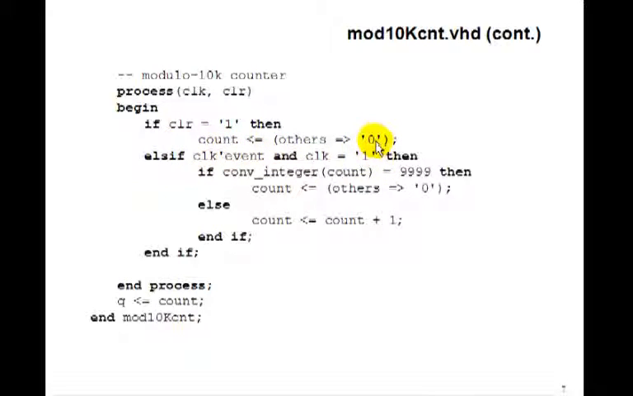Else on the rising edge of the clock, if count, remember, it's a standard logic vector, so I want to compare it to 9999. So for convenience, I'll just convert to integer. If the integer conversion of the standard logic vector count is equal to 9999 decimal, then I want to reset count to 0. Here I use the others. Else, we just increment the count. So this is going to be a modulo 10,000 counter that when it gets to 9999, it will go back to 0. Let me just set Q to count.